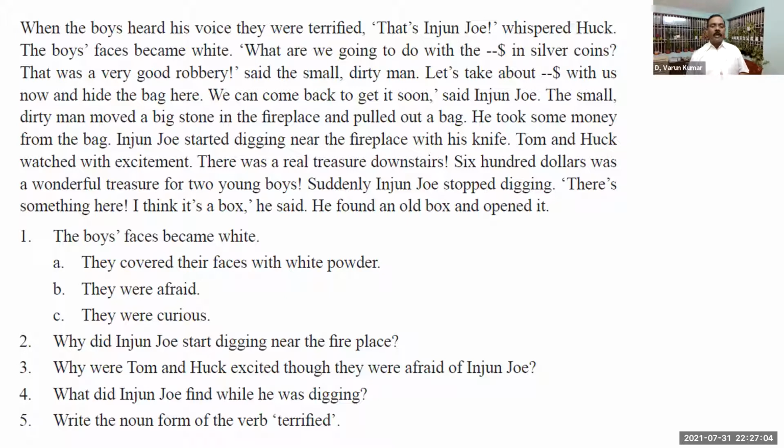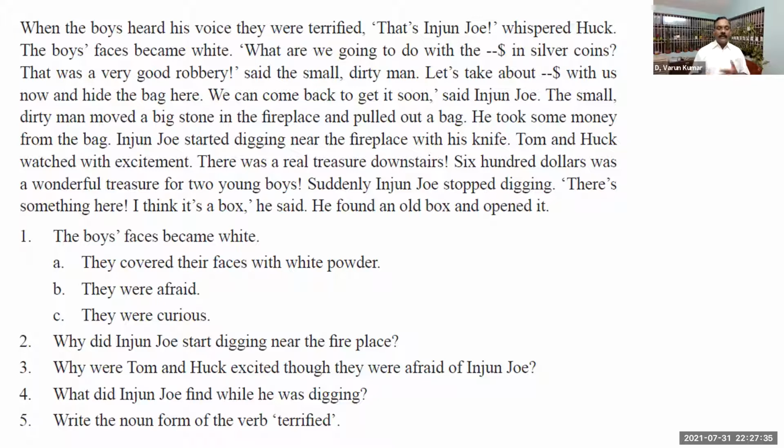You see, the boys' faces became white. Look at the third question. They were afraid of Injun Joe. They were afraid. That is the answer. So B is the right answer. The boys' faces became white because they were afraid. See, why did Injun Joe start digging near the fireplace? To hide treasure. So he was digging near the fireplace to hide the treasure. Actually, he had some treasure with him. He wanted to hide it.